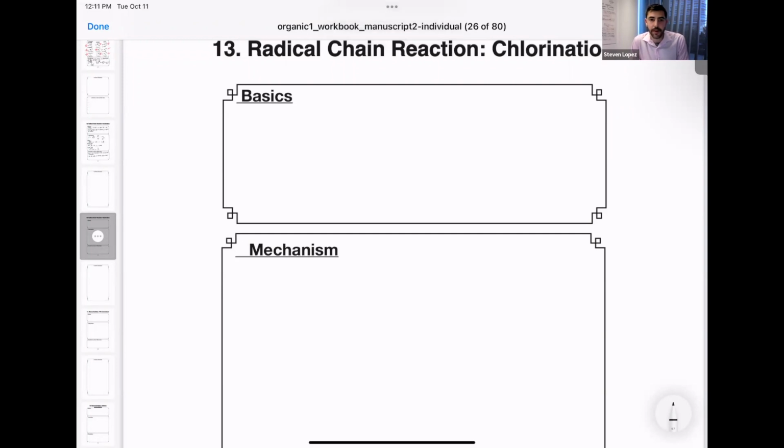Today, we'll be talking about radical chain reactions, this time the chlorination of alkanes. Last time we covered the bromination of alkanes, and today I hope to introduce you to the mechanism and the origin of the selectivity for chlorination versus bromination.